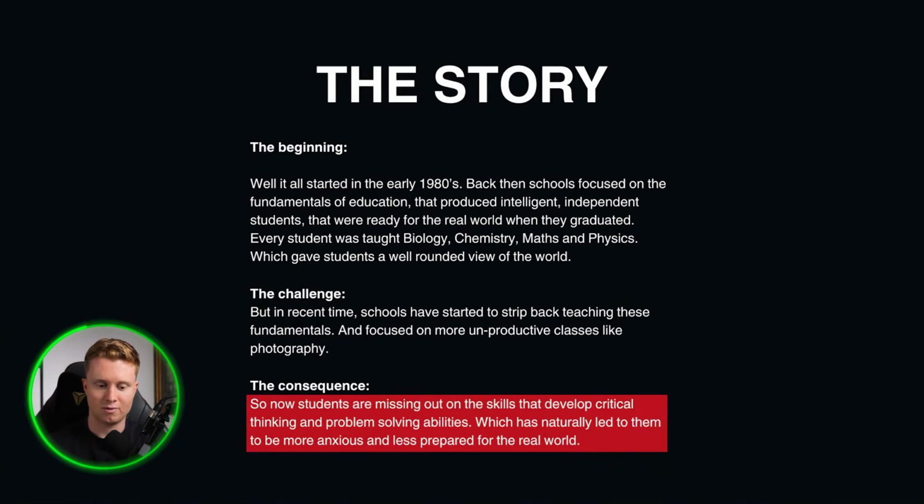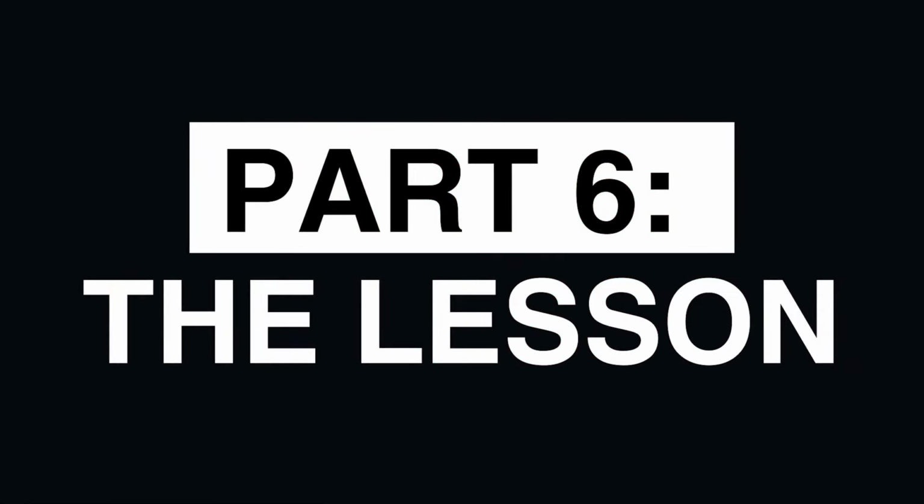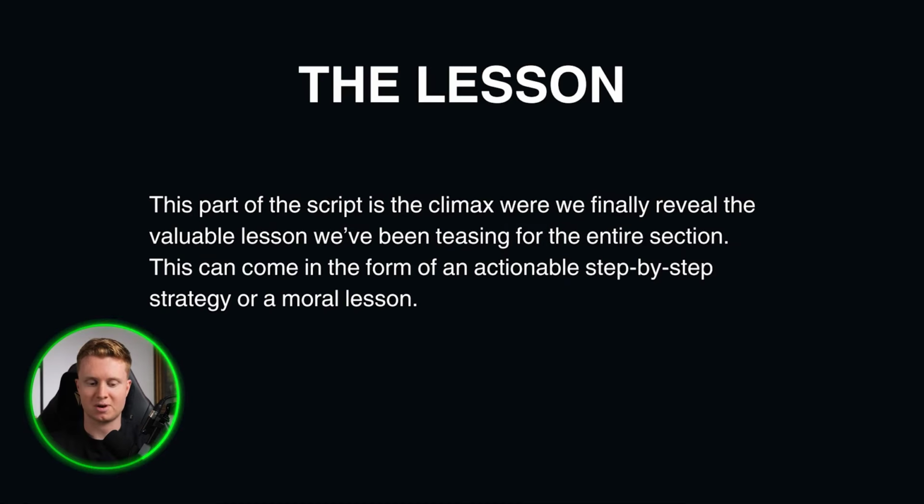Then finally, we reveal the consequences of the challenge, which answers the question of how did schools end up like this in the first place that we had in the ReHook. And it also positions us perfectly to finally introduce our solution or answer to the problem we introduced, which leads me to part 6 of this course, which is the lesson. This part of the section is the climax where we finally reveal the valuable lesson we've been building up to. This can come in the form of some sort of actionable strategy or a moral lesson.